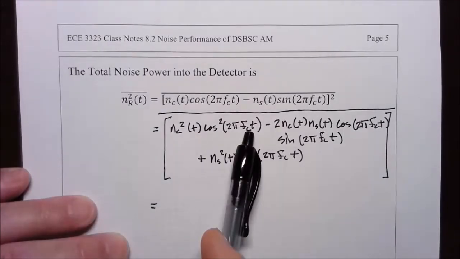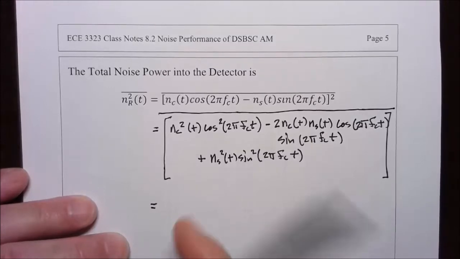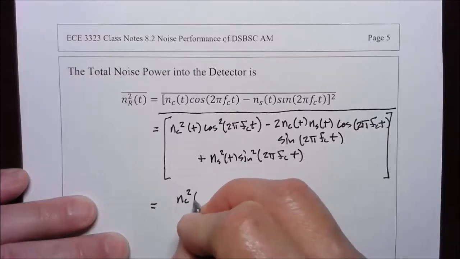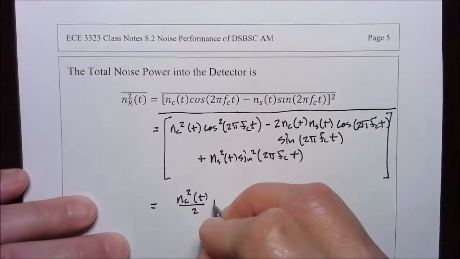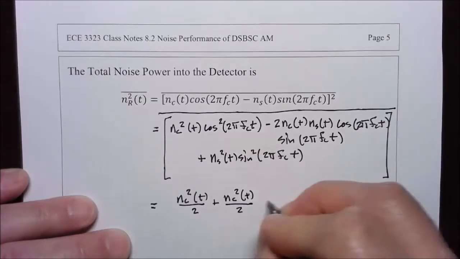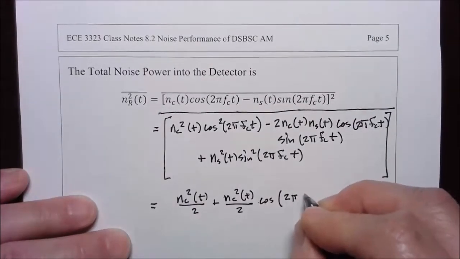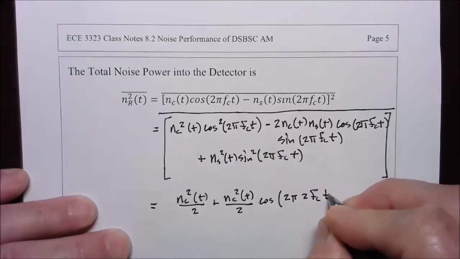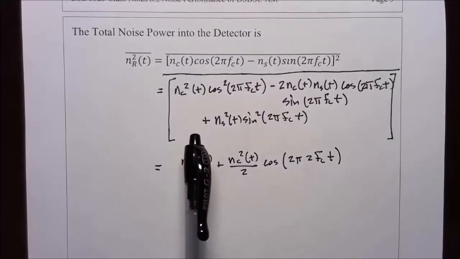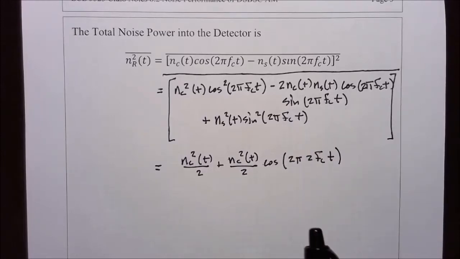So for this cosine squared, that's a 1/2 plus 1/2 cosine at twice the angle, and then that's multiplied by N_c of t. So that's going to give us an N_c squared of t over 2 plus an N_c squared of t over 2 times the cosine at twice the angle, which is 2 pi times 2 f_c times t. Okay, this is from the first term. And for the second term, I need the cosine times a sine.